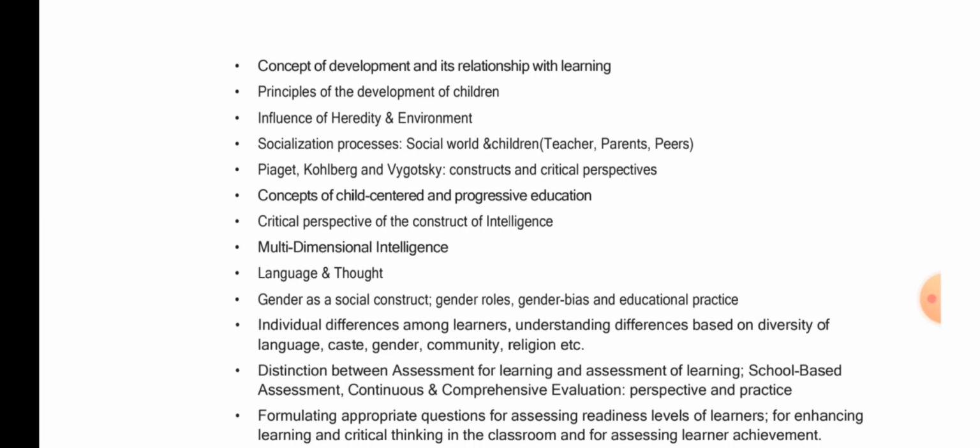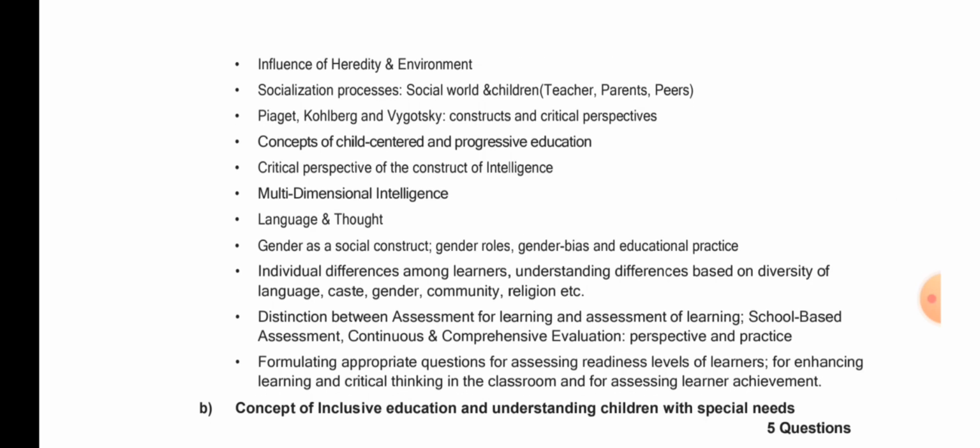Then influence of heredity and environment. See, the growth and development of the child is influenced by the heredity they have and by the environment they live in, a socialization process. So whenever you hear the word socialization, you should be very well versed with Vygotsky. So social world and children. So teacher, parents and peers. When we live in a society, we interact with the people in and around us, right? Like teachers, parents, peers. Now see, Piaget, Kohlberg and Vygotsky constructs and critical perspective.